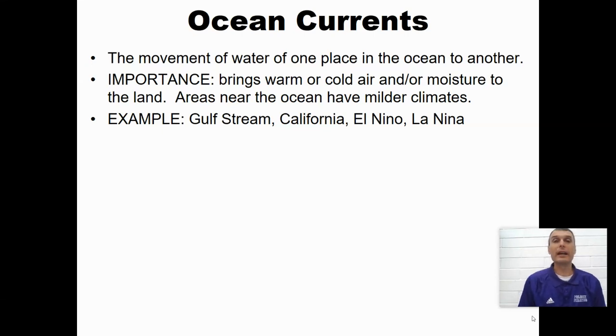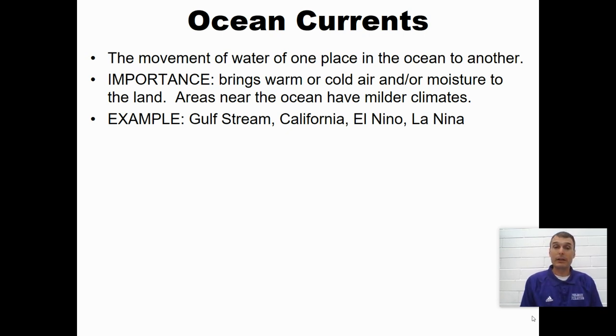All right. The next climate factor that we need to look at, something that can affect the climate, is the ocean currents. Okay. So, what is an ocean current? It's when water moves from one place in the ocean to another place in the ocean. Why is this important? Because water is different temperatures. Some of it is hot, some of it is cool, and the air above it will reflect that. So, basically, the ocean is moving energy around the planet.